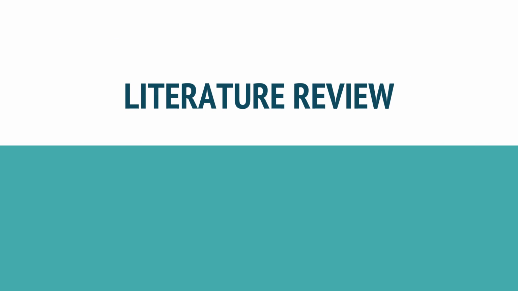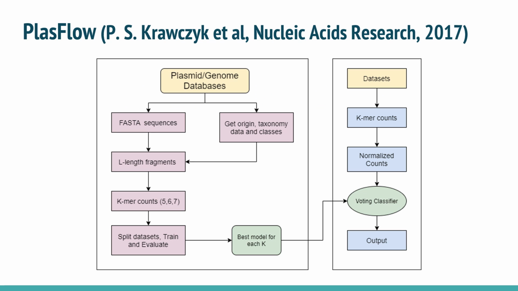Let's look at some literature related to the problem. PlasForest is a plasmid chromosome classifier which implements a machine learning based approach in order to acquire better results. It trains 3 different artificial neural networks using 5-mer, 6-mer and 7-mer counts as features for each model. A combination of the predictions is taken to get the final output class.